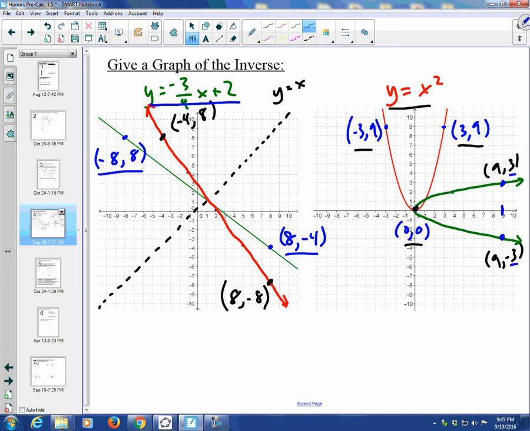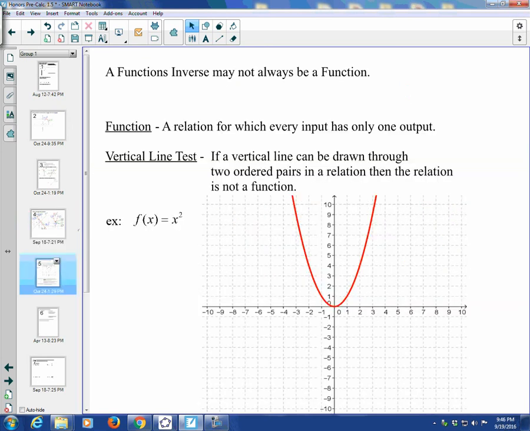The graph of the inverse of our linear function is a function, but we're not seeing that same relationship for the inverse of our parabola. And that leads us to the conclusion that a function's inverse may not always be a function. We know a function is a relation for which every input has only one output. In general, we say that the vertical line test is a way for us to visualize this on the xy axis. If I take a vertical line and pass it over the graph of my function, what I should see is that vertical line crossing the function only once. And what that simplifies is that one input is only giving one output.